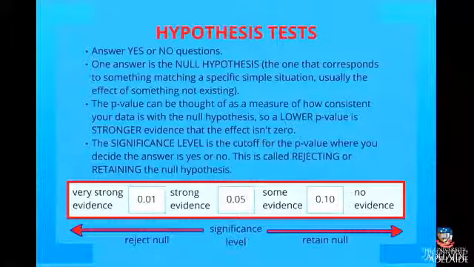So the p-value can be thought of a measure of how consistent your data is with the null hypothesis. So a lower p-value is stronger evidence that the effect isn't, well, zero. It's all backwards, right? It's a proof by contradiction. You say, well, if there wasn't a difference, how consistent is my data with that there isn't a difference?